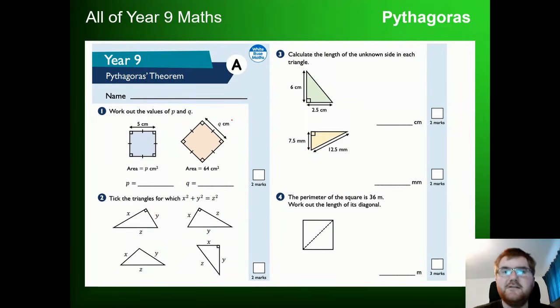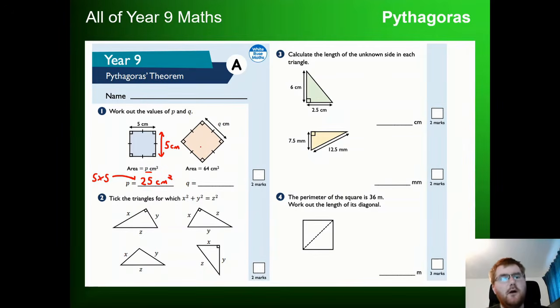Okay, and on to Pythagoras' theorem, a really important topic as it goes into lots of trigonometry a bit later on in your mathematical career. So let's carry on. Work out the values of P and Q. The area of the square, notice we've got these 4 lines here indicating it's a square, and we know this side is 5. So we also know that this side is also 5. In order to work out P, all we need to do here is just 5 times 5. And that gives us 25 square centimeters.